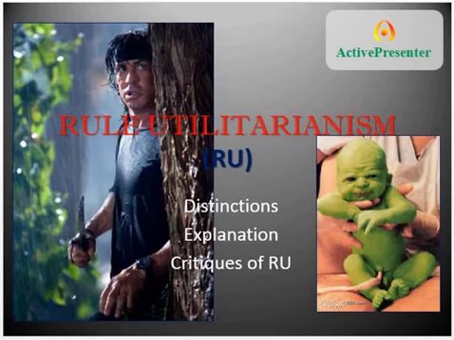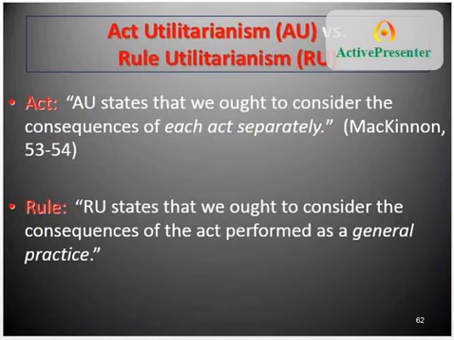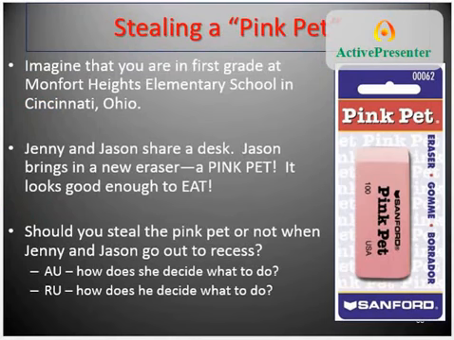Rule utilitarianism. Alright, here's the difference. Act utilitarianism. McKinnon says, act utilitarianism states that we ought to consider the consequences of each act separately. Rule utilitarianism states that we ought to consider the consequence of the act performed as a general practice. So, does that make any kind of sense?